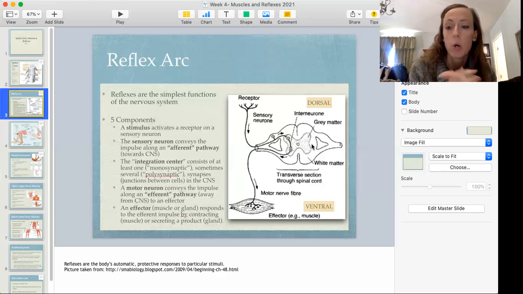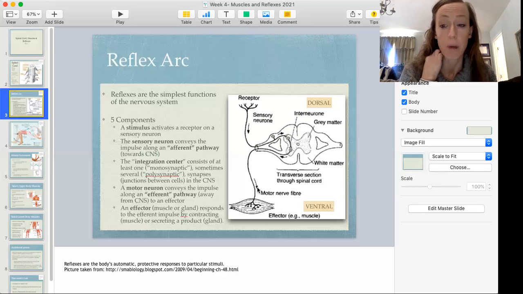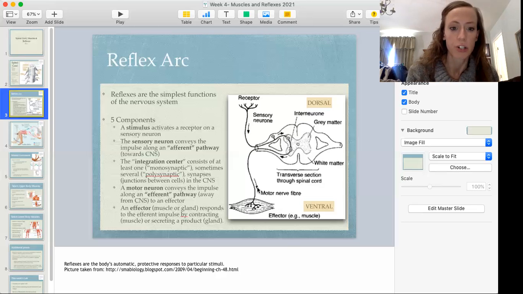mediate the response, or it can be polysynaptic, meaning that there's more than one synapse. So the one we're looking at here is polysynaptic because you can see the sensory neuron synapses on an interneuron, this little guy, and then the interneuron synapses on the motor neuron here, okay? So it can be either one. On the next slide, we're gonna see another example of a monosynaptic integration.